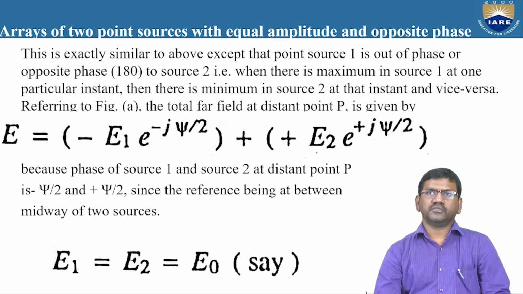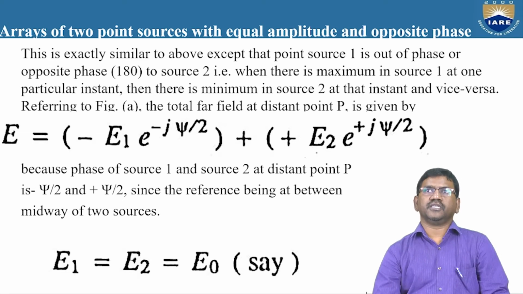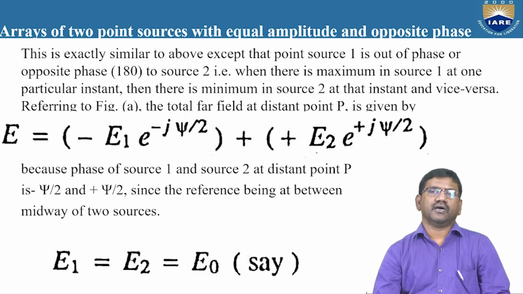So the title, opposite phase, represents that point source 1 is exactly out of phase, at an angle of 180 degrees, to source 2. That means when there is a maximum output in source 1 at one particular instant, there will be a minimum field or minimum radiation pattern in source 2 at that instant, and vice versa. If the radiation pattern due to point source 1 is maximum, then at the same time at source 2 the radiation pattern will be minimum.